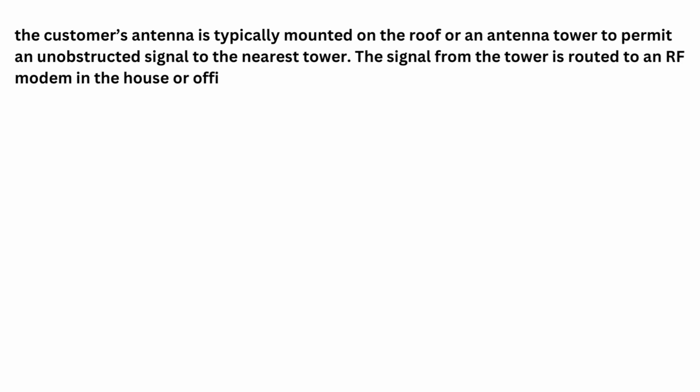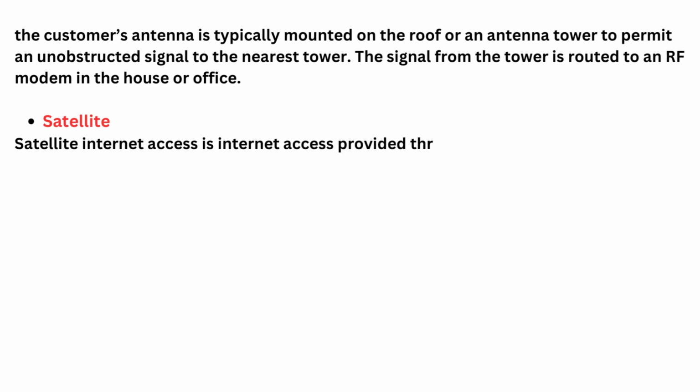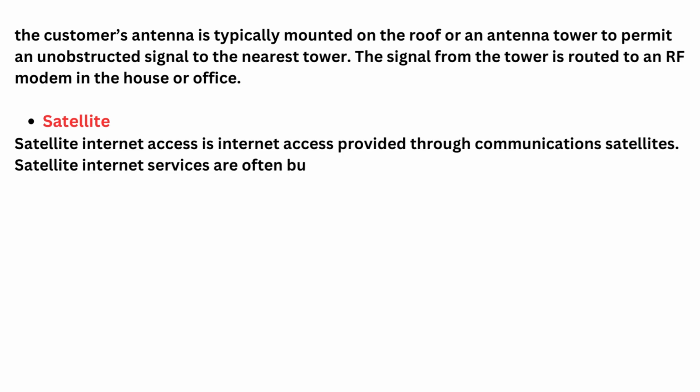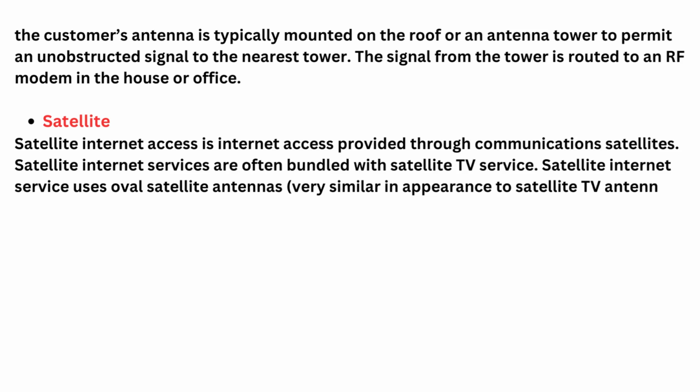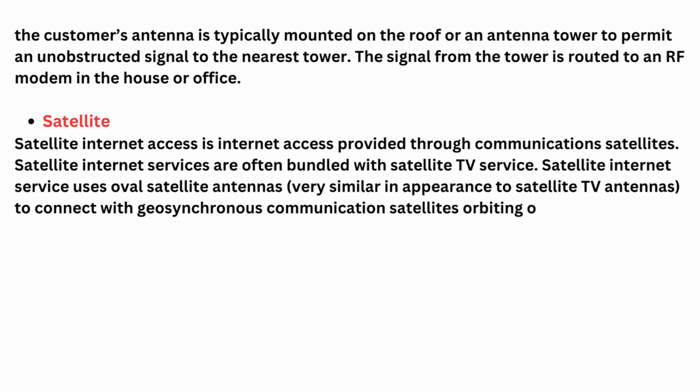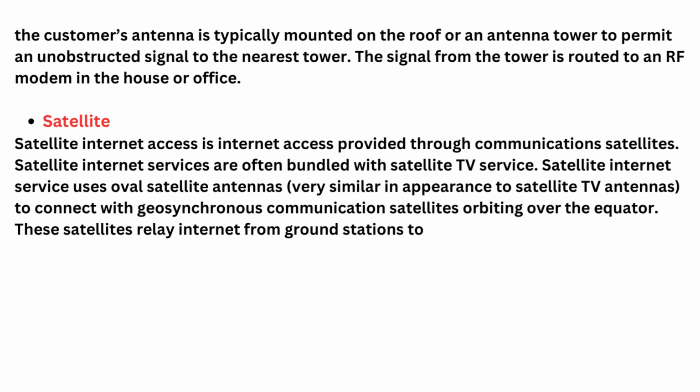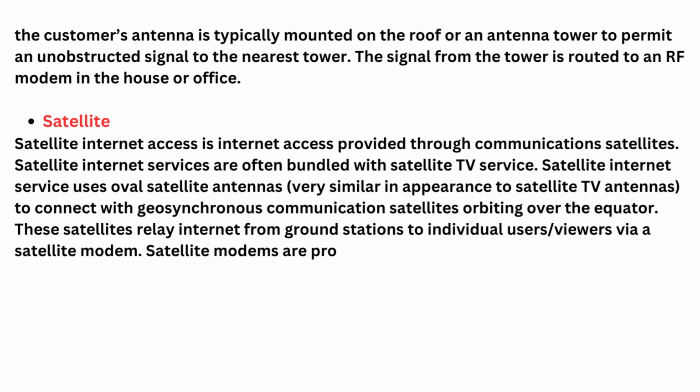Satellite. Satellite internet access is internet access provided through communications satellites. Satellite internet services are often bundled with satellite TV service. Satellite internet service uses oval satellite antennas, very similar in appearance to satellite TV antennas, to connect with geosynchronous communication satellites orbiting over the equator. These satellites relay internet from ground stations to individual users' dishes via a satellite modem. Satellite modems are proprietary to each satellite service and are usually purchased by the user.